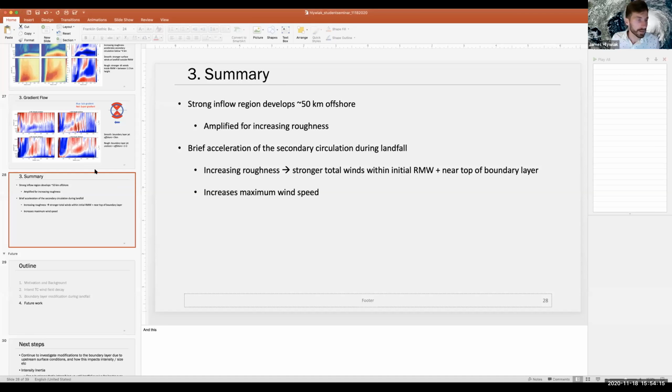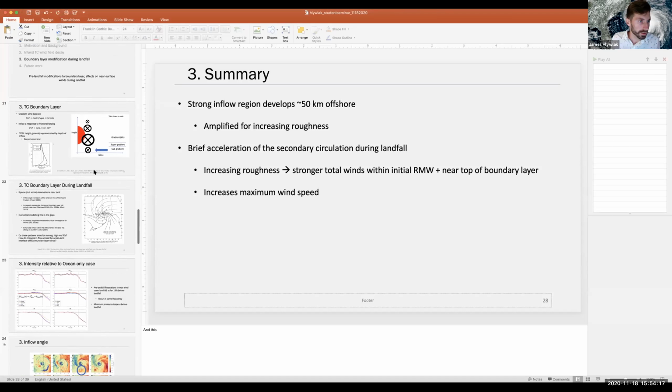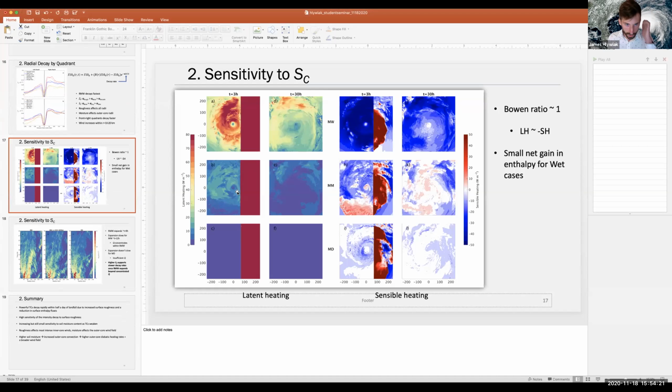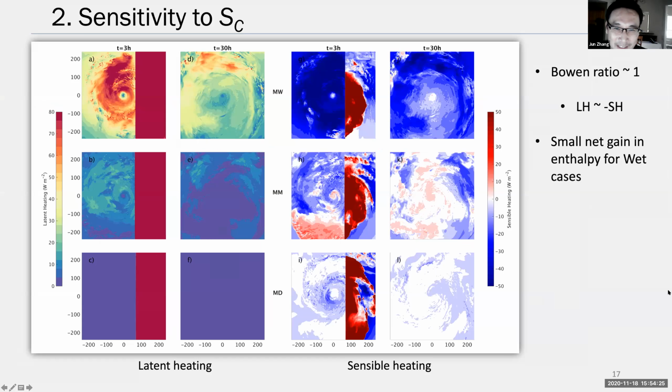Yep. Another question is, you showed that for the wet case, actually the sensible heat flux is larger. Can you explain a little bit, like the very interesting result? Yeah, sure. Let me share my screen again. Going back to this plot. Yeah, it's a very interesting result.